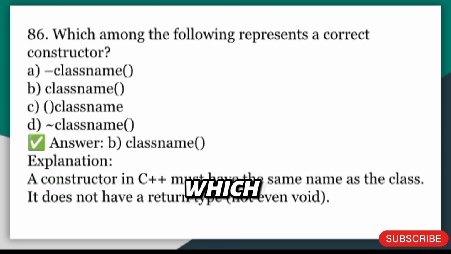Question number 86. Which among the following represents a correct constructor? So the right option is B, class name. Explanation: a constructor in C++ must have the same name as the class. It does not have a return type, not even void.